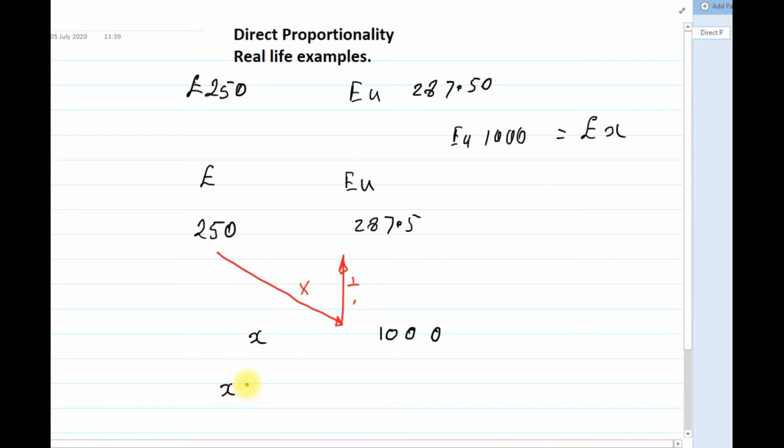So our x value will be 250 times 1,000 divided by 287.5. And this will equal, if my calculations are correct, 869.57 to 2 decimal points. This technique can be used for other situations as well. I'll give you one non-currency example.